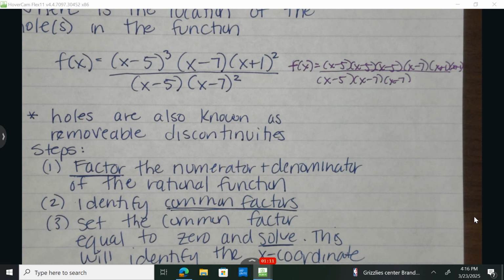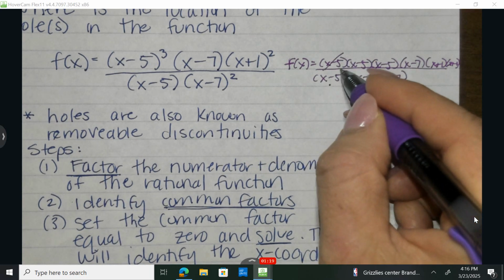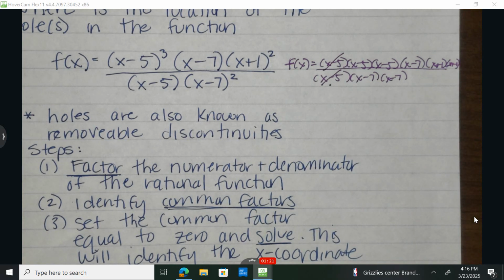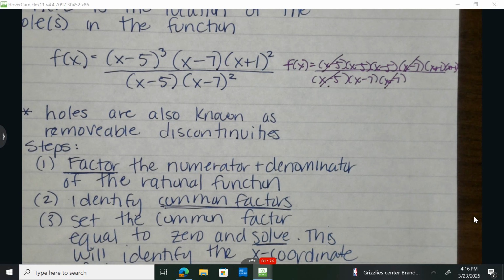So I'm looking at the top and the bottom, and it's like a 1 for 1. What would cancel out? You can think of it that way. So I see an x minus 5 on the bottom and x minus 5 on top. Okay, that's one factor. I see an x minus 7 on the top and an x minus 7 on the bottom. All right, so the next thing we're going to do is set each of these equal to 0, and we're going to solve.